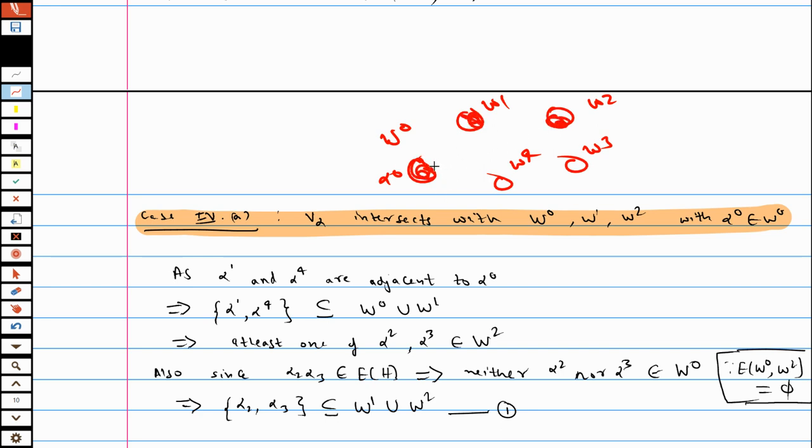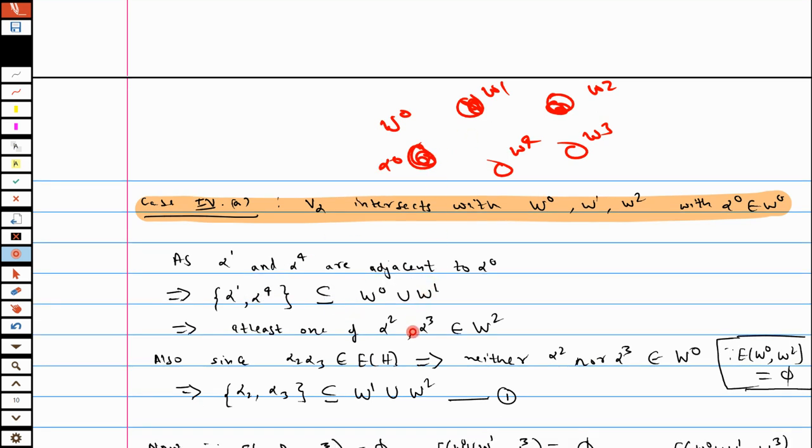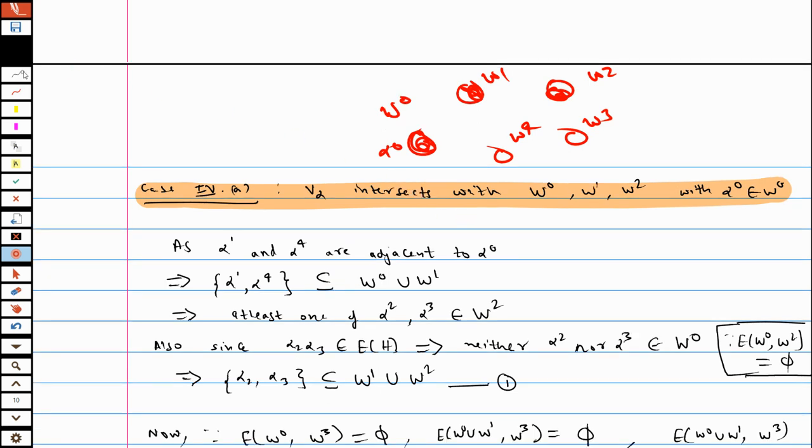And by the same argument, since alpha 1 and alpha 4 are adjacent to alpha 0, alpha 1 and alpha 4 can be only here. They can't be in W2 because then there will be cross edges. Right? So alpha 1 and alpha 4 is a subset of W0 union W1. And this implies that at least one of alpha 2 or alpha 3 should be in W2 because it intersects exactly three of them. But note that we have alpha 0 here, and alpha 1 and alpha 4 will be somewhere around here, in one of these two.